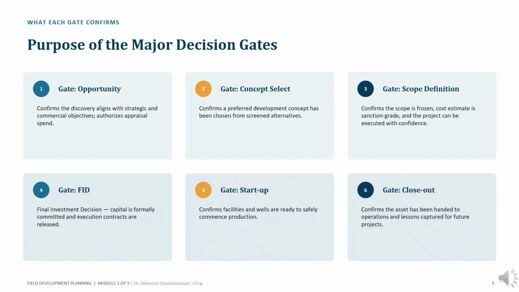Let's now examine what each gate is actually verifying. The opportunity gate determines whether the discovery fits the company's strategic and commercial objectives and whether appraisal spending is justified. The concept select gate confirms that alternative development concepts have been evaluated and that a preferred option has been chosen. The scope definition gate confirms that the selected concept has been sufficiently matured and that the project scope and cost estimate can be relied upon.